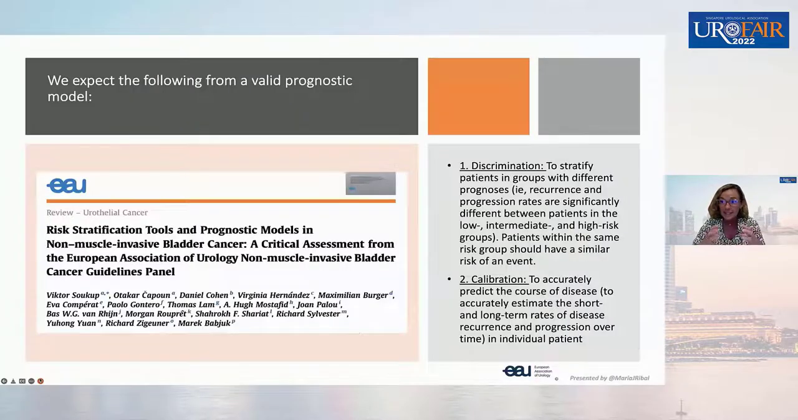So that said, it's important that we have some tools for stratifying the disease. And what do we expect from a prognostic model? First, that this model should be able to discriminate, to understand which patients are going to progress, and those patients in the same group should have a similar risk of that event. And then also calibration. We need to accurately predict the course of the disease in an individual patient, not only as a group, but also in the individuals.